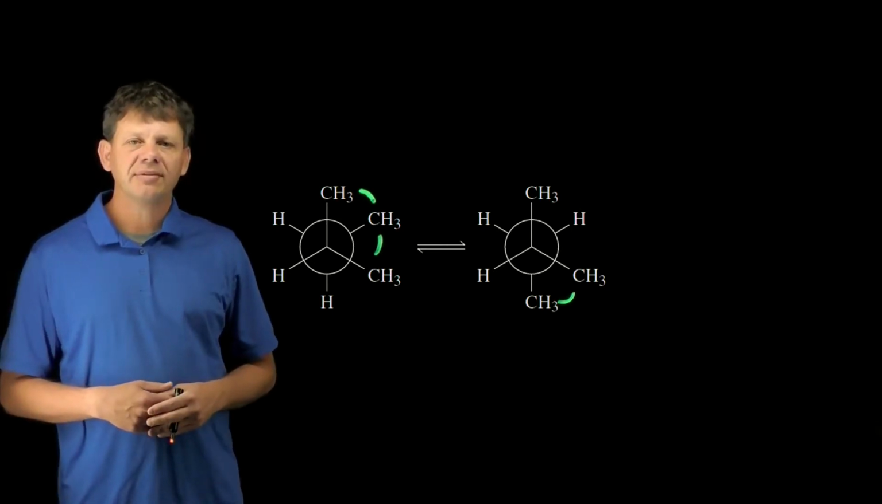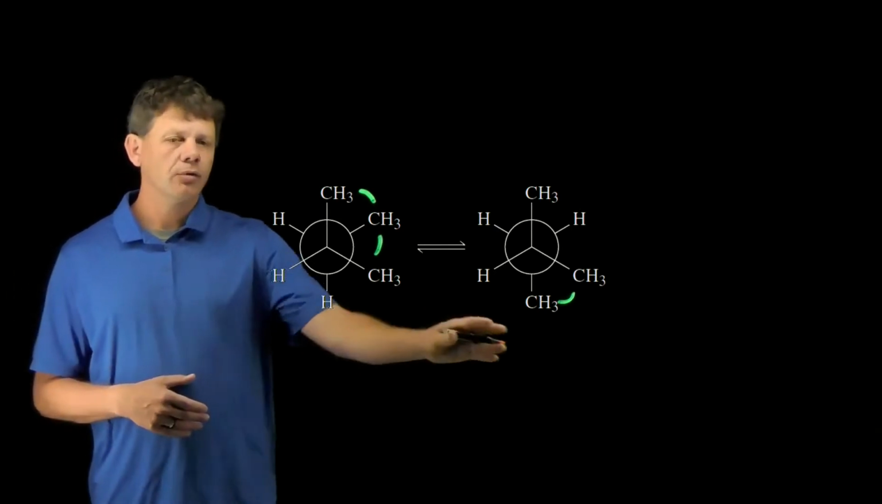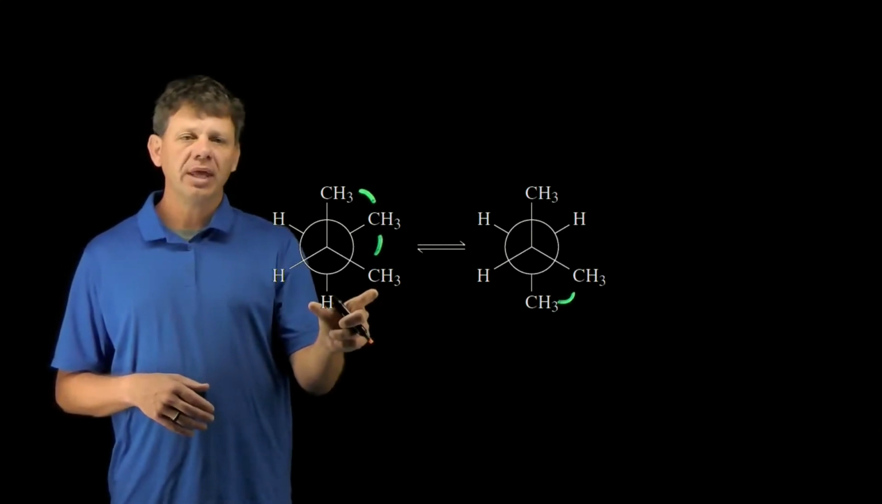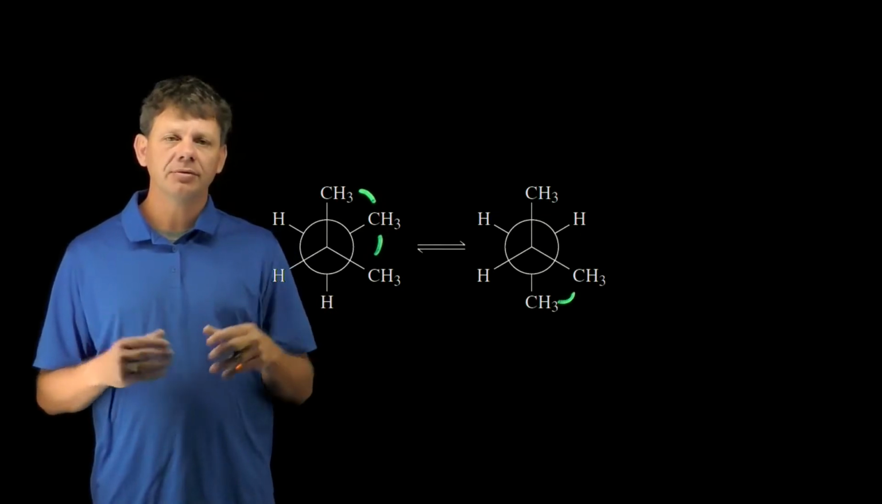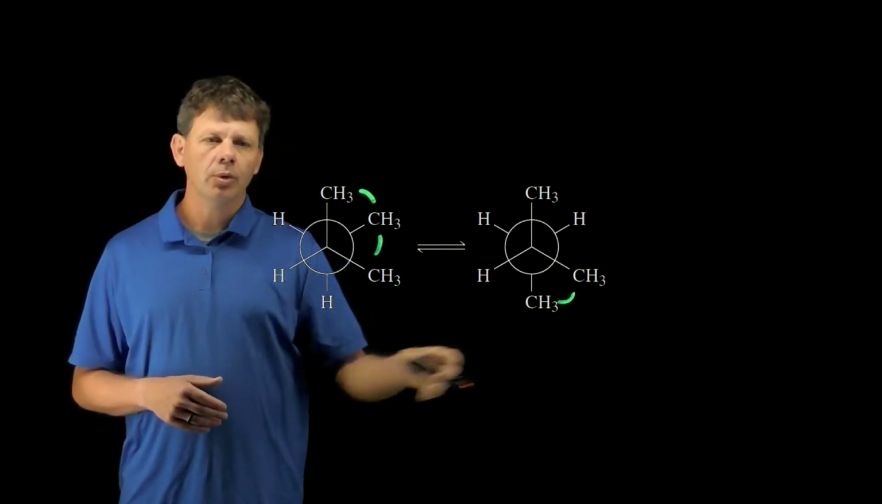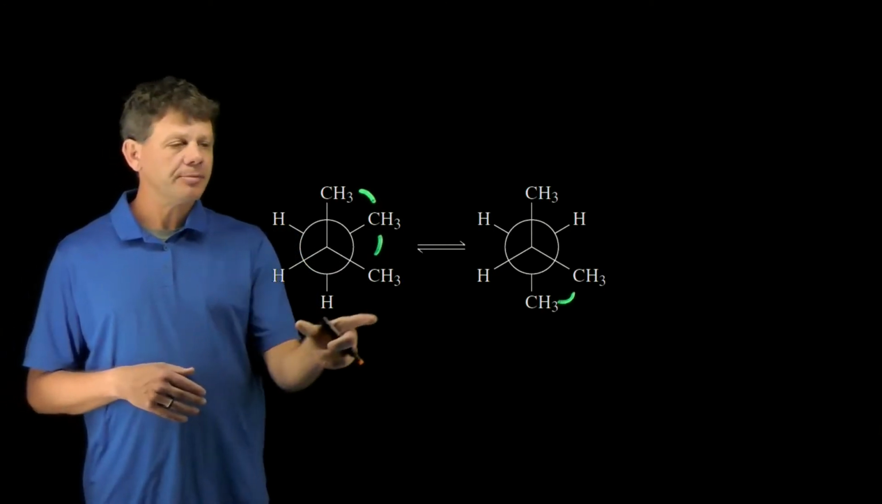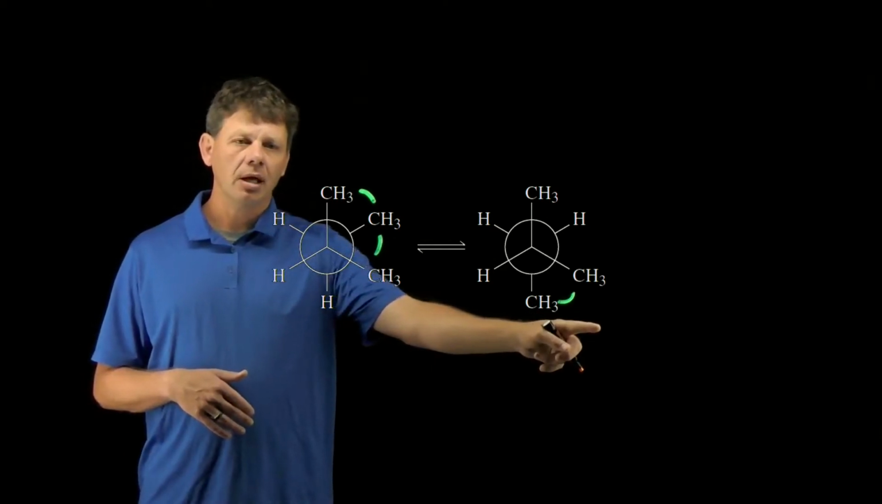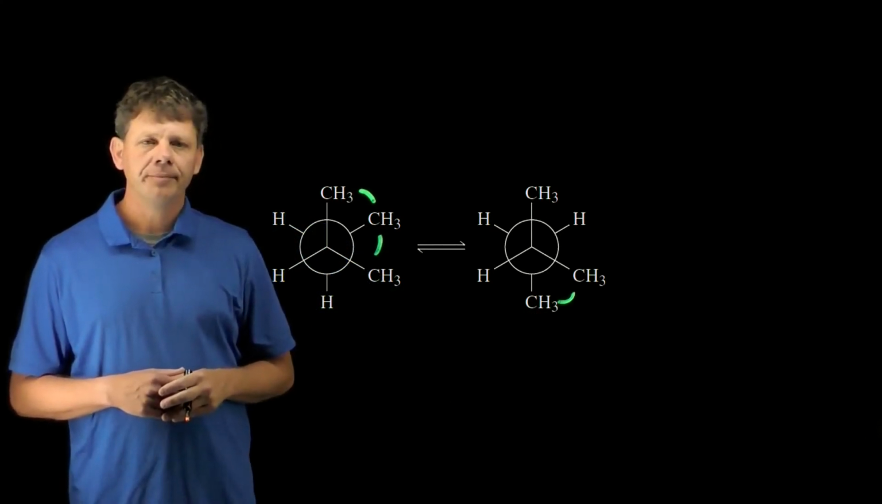This assessment asks us to calculate delta H for the equilibrium process shown. The process shown is rotation around a bond, illustrated with Newman projections, to go from one conformation to another. Now what you notice, the conformation on the left has two gauche interactions. The conformation on the right has one.